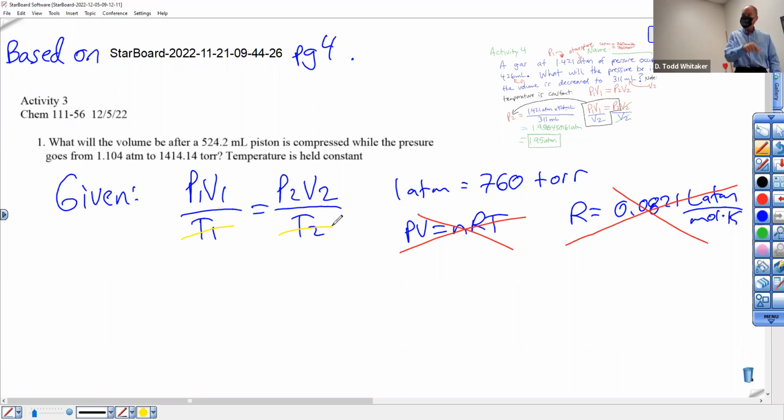Now, which of these four variables that are remaining is the one I need to get? What will the volume be after? That's not V1, V2. It's the after volume. It's not the before volume. Now, what is the ATM one? I mean, P1. You went from that. You went to this. P2 by itself, please, based on this.